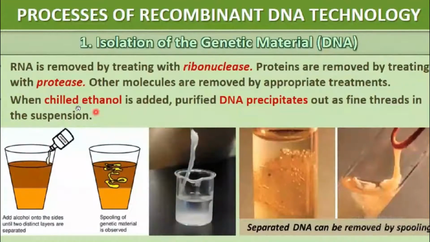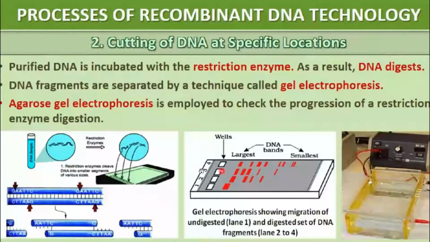Okay. Then, when chilled ethanol is added to this, purified DNA precipitates out as fine threads. They are separated. DNA can be removed by spooling. That technique is known as spooling. Then second step, cutting of DNA at specific locations. So purified DNA is incubated with the restriction enzyme. As a result, DNA digests.